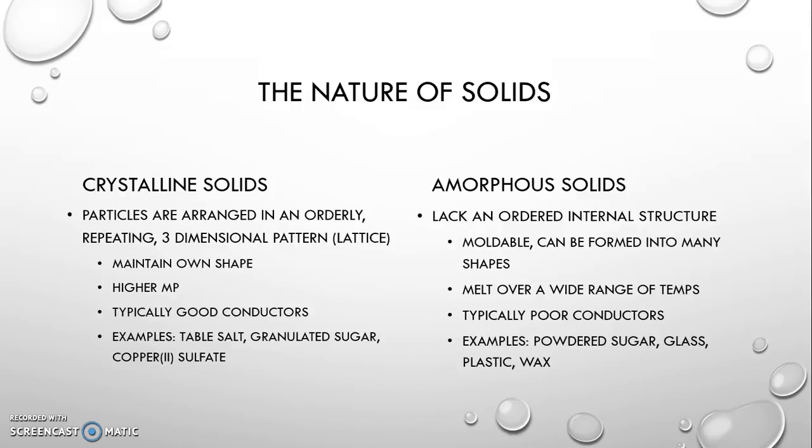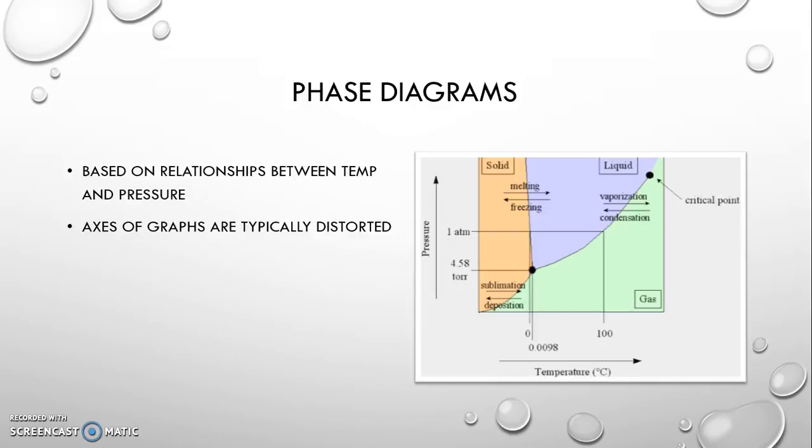These things have extremely high melting points. They maintain their own shape no matter what you do to them. They're usually going to be good conductors, and some examples of these would be table salt, granulated sugar, copper(II) sulfate, things like that. Then your amorphous solids are going to be things that don't actually have a structure to them. They're bendable, moldable, they can be moved into different shapes, they melt over a wide range of temperatures, low and high. Poor conductors. Examples of these: powdered sugar, glass, plastic, and wax. Just know the difference.